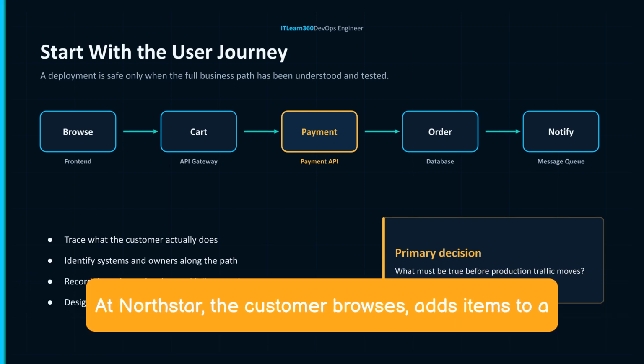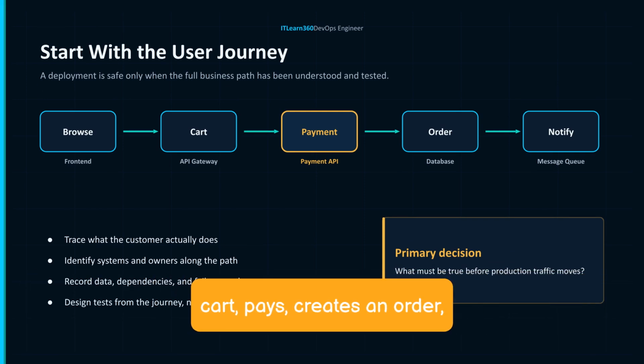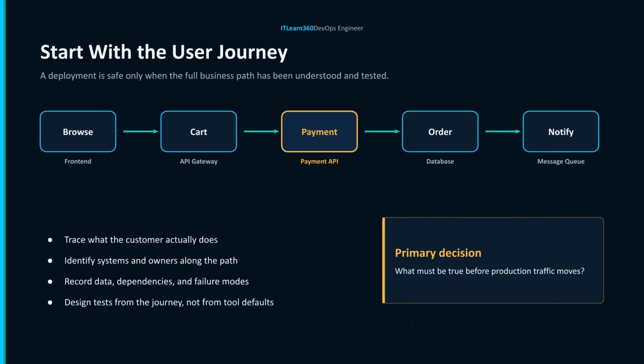At North Star, the customer browses, adds items to a cart, pays, creates an order, and receives a notification. Behind that flow are the front end, API gateway, payment service, database, message queue, and other dependencies. The DevOps engineer maps this journey so tests and monitoring are based on real outcomes rather than tool defaults. What must be true before production traffic moves? The front end may be healthy while the payment API is failing, or the API may be healthy while the queue is delayed. Understanding the user journey gives the team a common definition of success.